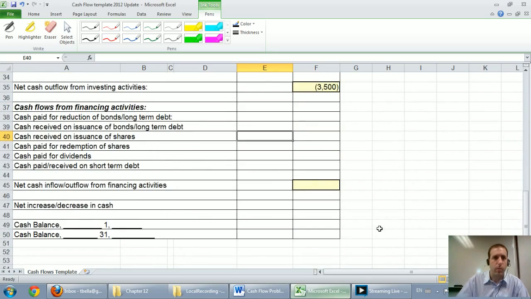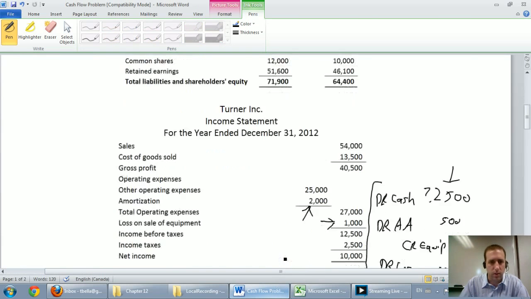So my cash would have gone up by $2,000 as a result of this issuance of common shares. I'm going to assume we didn't redeem any common shares. It didn't tell us otherwise. Last one, cash paid for dividends. This one's a little bit tricky.